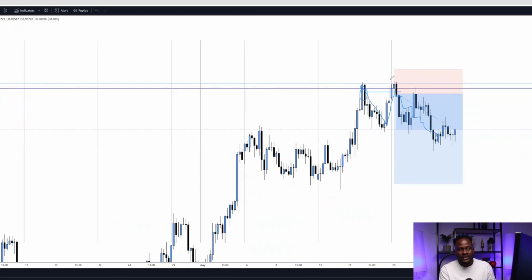Put your stop loss right above the range. I decided to put my stop loss all the way here because I just wanted to be completely safe of any manipulations. But if you put your stop loss right above this range, it is also totally fine. And then where are you targeting?